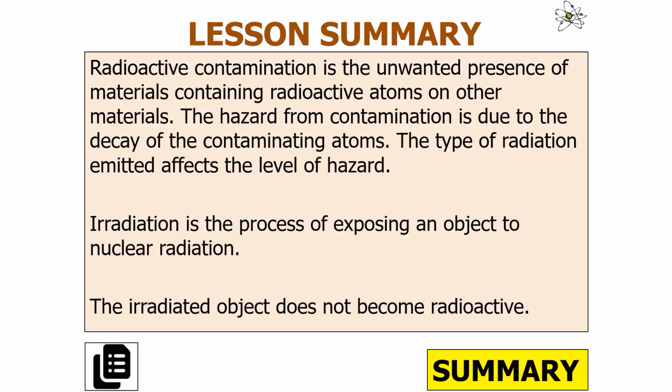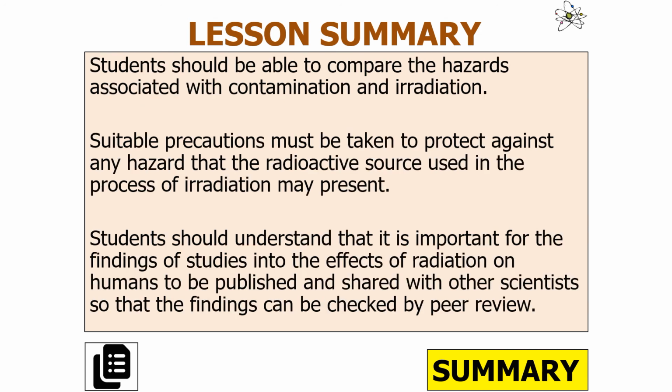Now, let's summarise what we've learned in today's lesson. Radioactive contamination is the unwanted presence of materials containing radioactive atoms on other materials. The hazard from contamination is due to the decay of the contaminating atoms. The type of radiation emitted affects the level of hazard. Irradiation is the process of exposing an object to nuclear radiation. The irradiated object does not become radioactive.